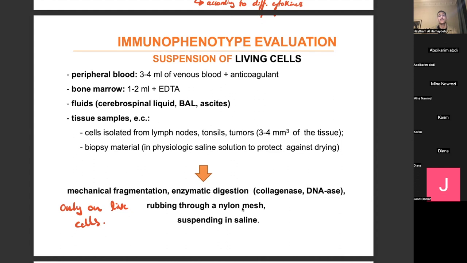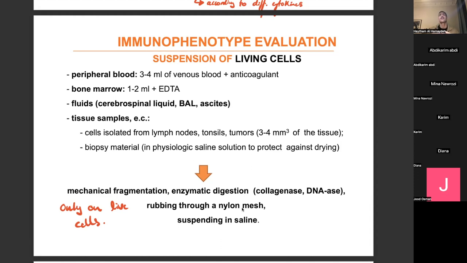In this case, we need mechanical fragmentation, breaking it down mechanically. Enzymatic digestion, where we expose it to enzymes that digest it into smaller parts, or we even use a nylon mesh. You can rub this tissue using a nylon mesh, which breaks it down to the individual cells that we need. And we suspend all of this content in a saline solution. Okay. Now we have our cells.